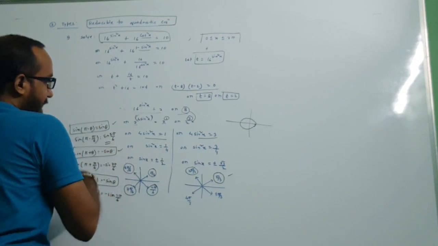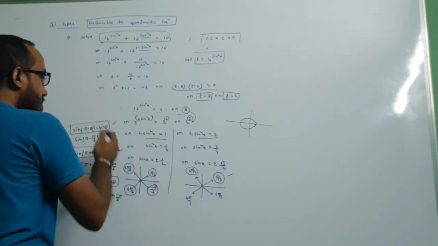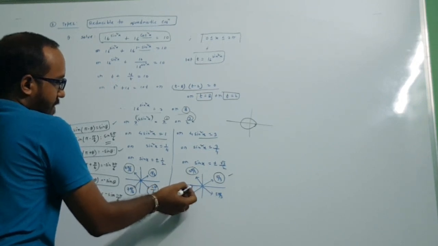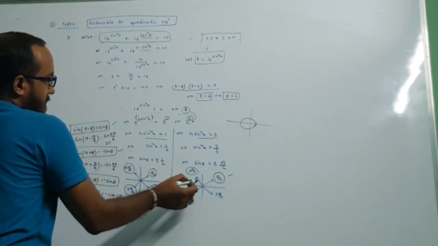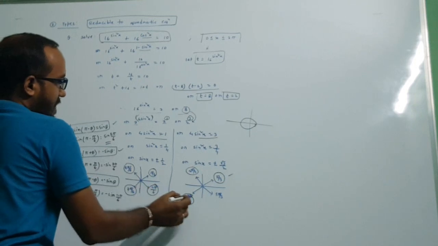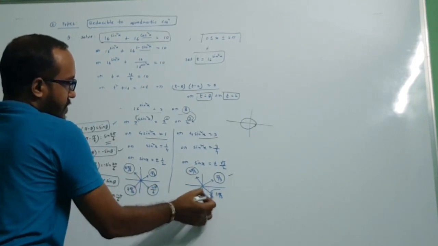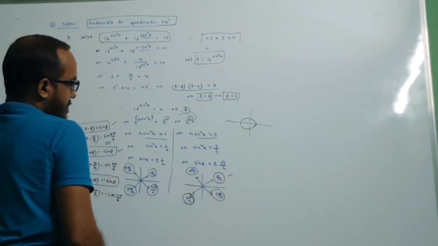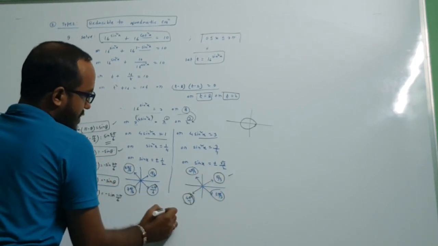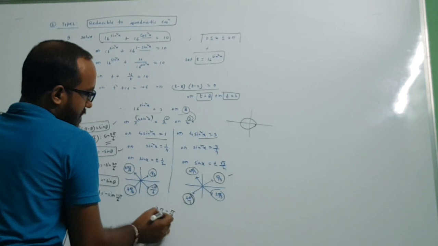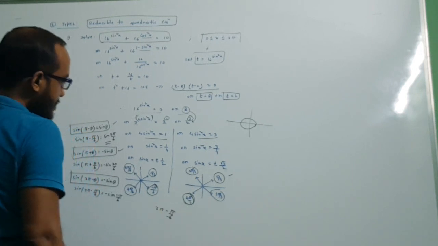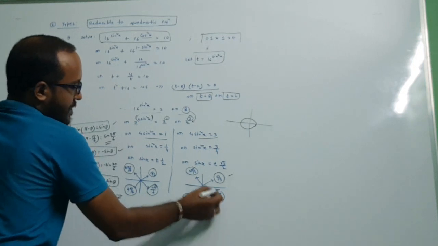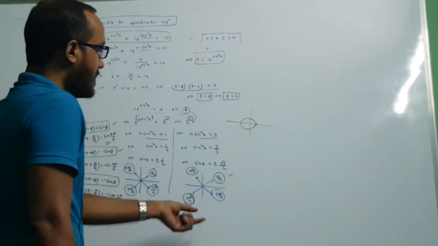Again, apply this in the case of sine. If they are asking about cos, then apply it for cos. So in the third quadrant, you have to apply pi plus theta. Pi plus pi by 3 is 4 pi by 3, so another solution is 4 pi by 3. In the fourth quadrant, 2 pi minus pi by 3, that is 6 pi by 3 minus pi by 3, which is 5 pi by 3. So another solution would be 5 pi by 3.